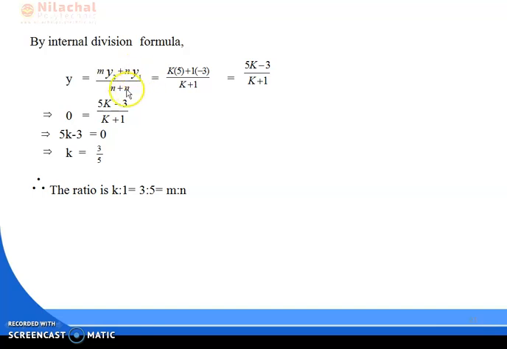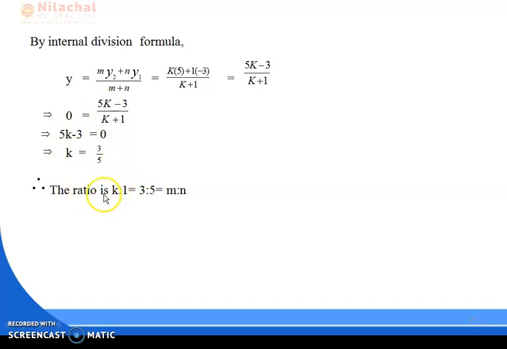The y coordinate is (m y2 + n y1)/(m + n). We know P's y coordinate is 0, and in place of m we put k, in place of y2 we put 5, in place of n we put 1, in place of y1 we put -3, and m + n means k + 1. Here k + 1 divides, and on the other side it is multiplied with 0. Then what do we get now? 5k - 3 equals 0, so k equals 3/5.